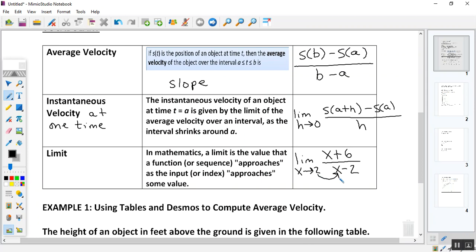And we'll look at examples. You'll understand that. But just understand that when we talk limits, this is going to be the type of format that you're going to see for this type of stuff, okay? So average velocity, instantaneous velocity, limit, those are the biggies today. Some explanations over here. Questions about the vocab before we start moving on to examples?